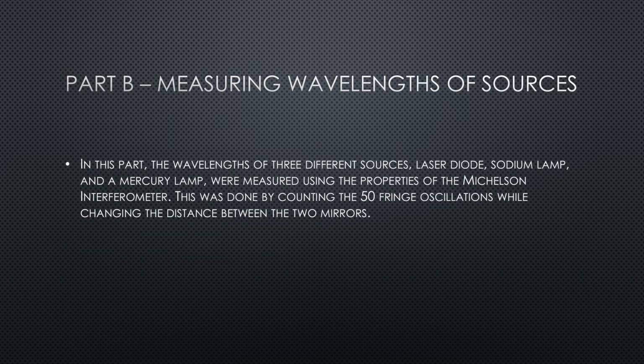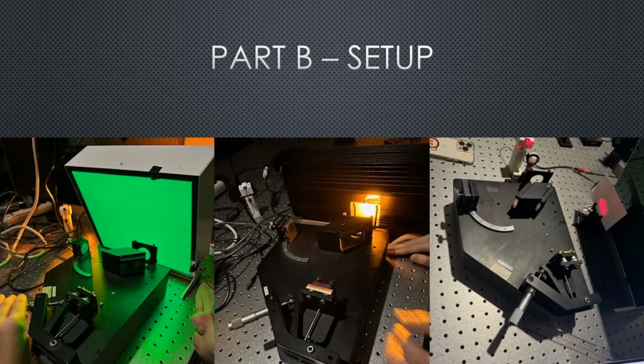Part B, measuring wavelengths of sources. In this part, the wavelengths of 3 different sources, a laser diode, sodium lamp, and a mercury lamp, were measured using the properties of the Michelson interferometer. This was done by counting 50 fringe oscillations while changing the distance between the two mirrors. Here is the setup for part B of the experiment with the mercury lamp on the left, the sodium lamp in the middle, and the laser diode on the right.